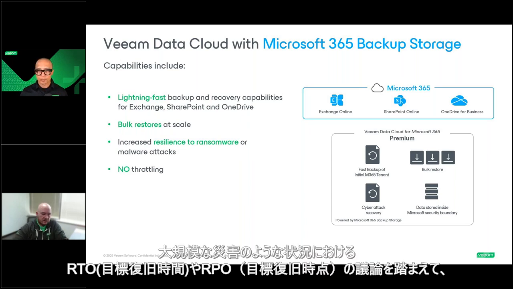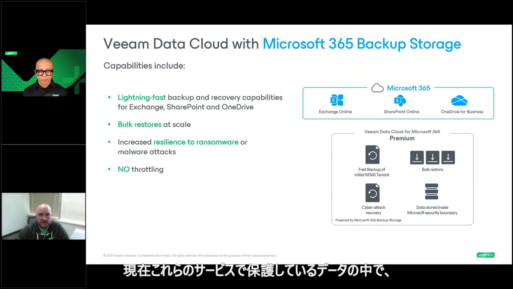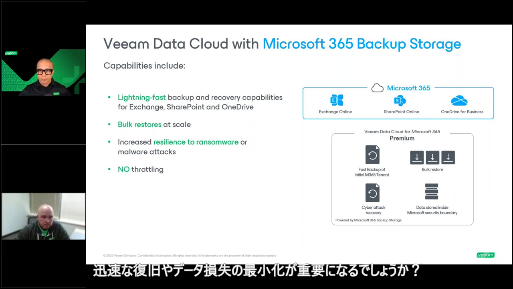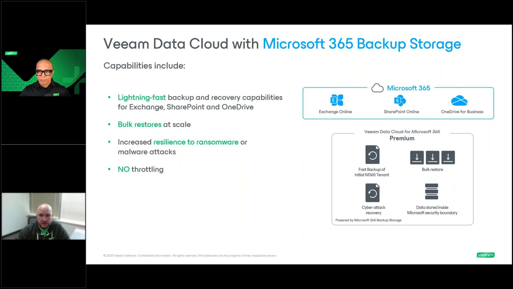So when you're talking about RTOs and RPOs, in sort of maybe a disaster, is there a particular segment of data that maybe benefits most from this? So when I think of what we're protecting today with these services, is there a particular use case that comes to mind that might take advantage of this more so than any of the other types of data?